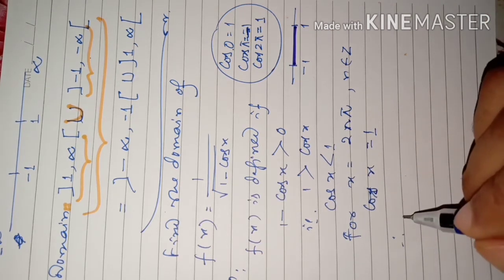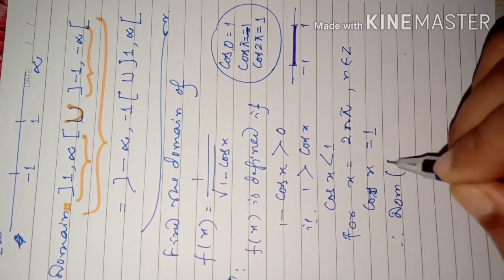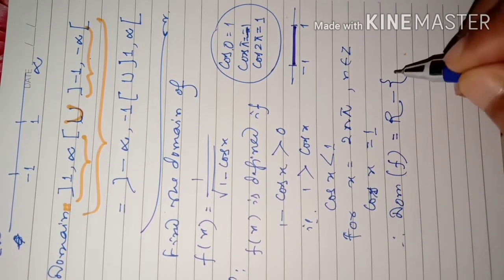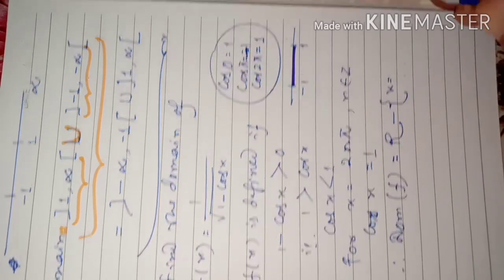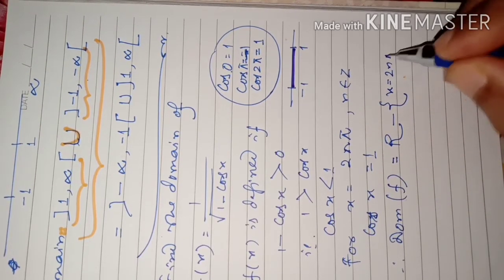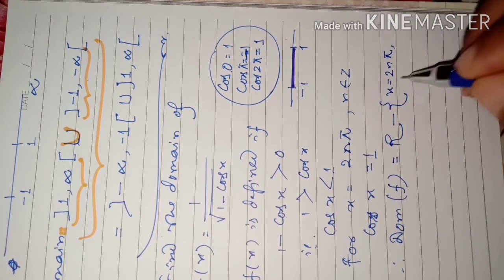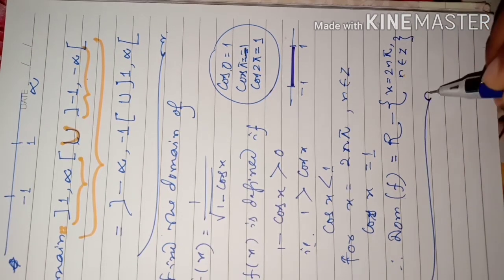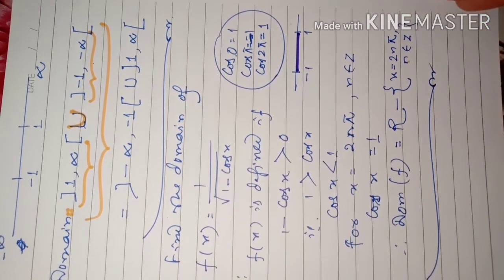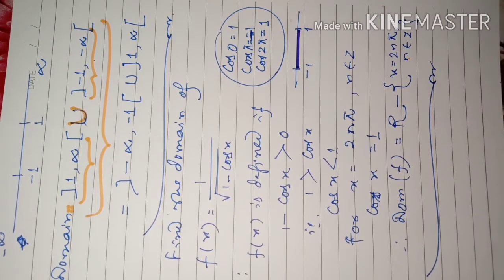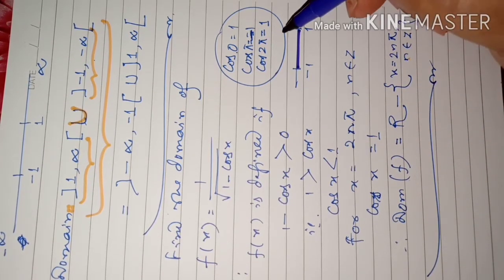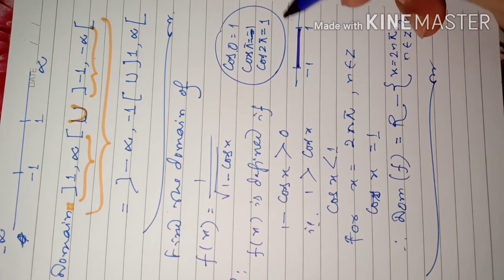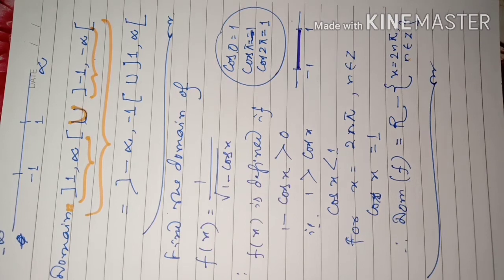Therefore we will say the domain of the given function f is equal to real number minus all the x which are equal to twice n pi, where n represents an integer. Okay students, this will be the domain of the function. If any doubt remains, it will be clear when we study trigonometric functions in class 11. Don't worry, we will discuss that.